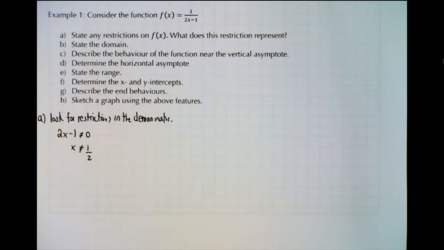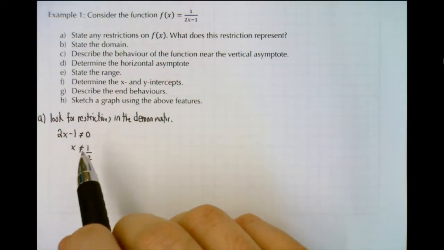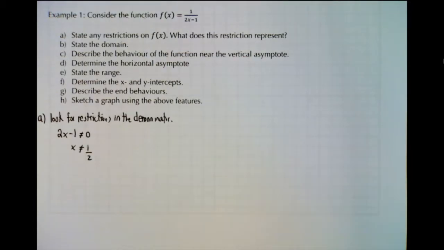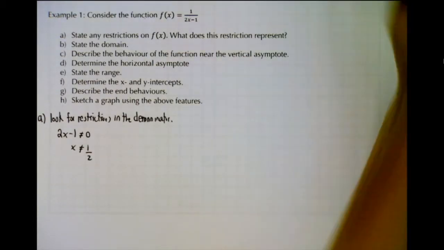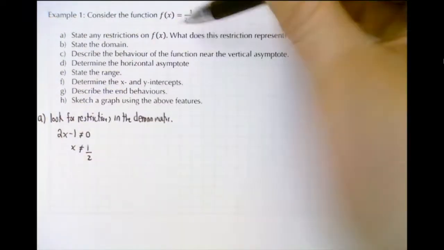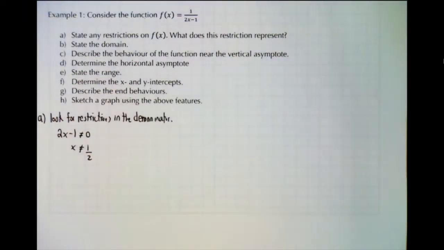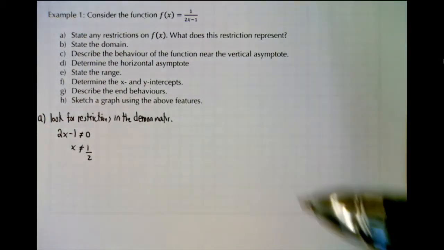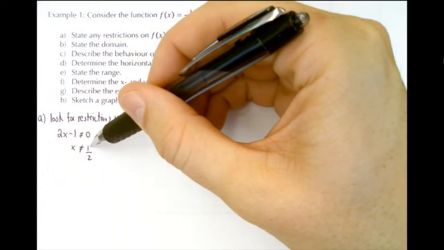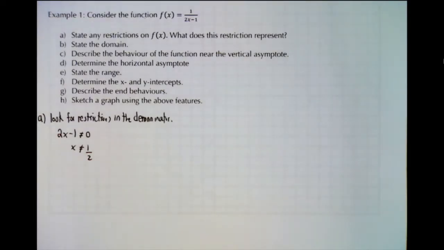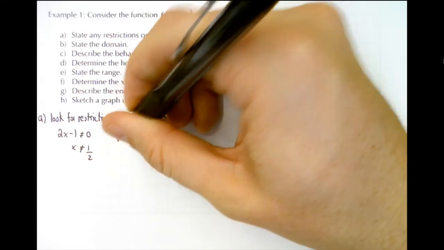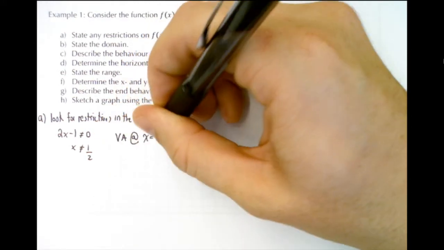What does that restriction represent? In this case, that restriction represents a vertical asymptote. Any factor that's in the denominator that you can set equal to 0 or not equal to 0 and solve for x, that's going to lead you to a vertical asymptote because the function will not exist at that value. So we won't have any values along the x equals 1/2 line, that vertical line. There will be no y value. So that entire vertical line would be an asymptote, somewhere that we're not going to cross. So we have a vertical asymptote at x equals 1/2.